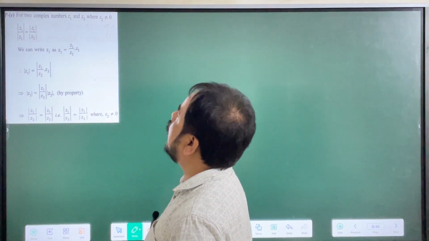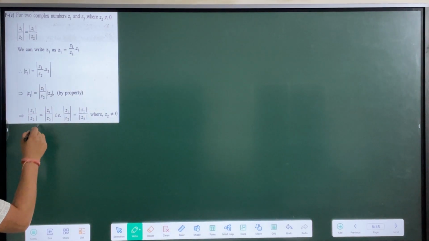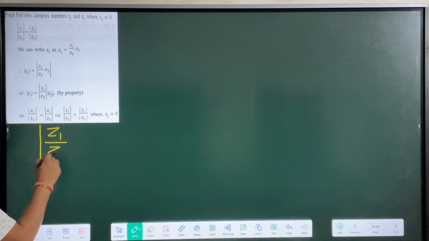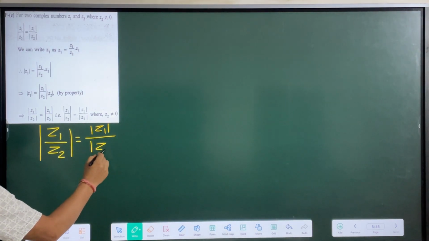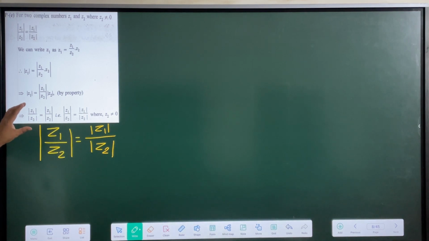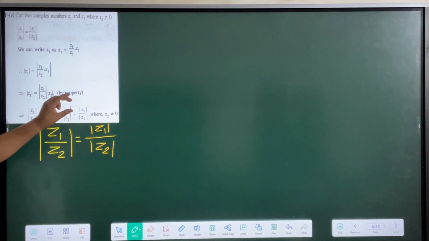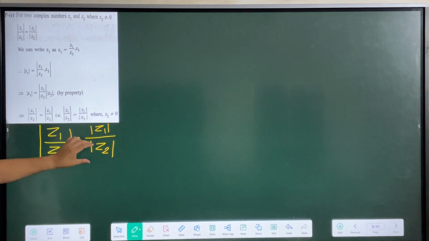Number 5. For two complex numbers, let me write first. Modulus of Z1 by Z2 equals modulus of Z1 by modulus of Z2. So how can we read this? The modulus of the division of two complex numbers is equal to the modulus of one complex number divided by the modulus of the other complex number.